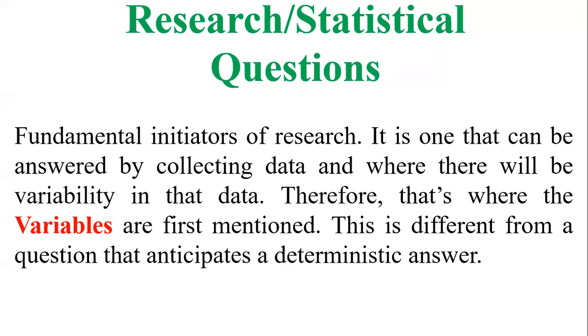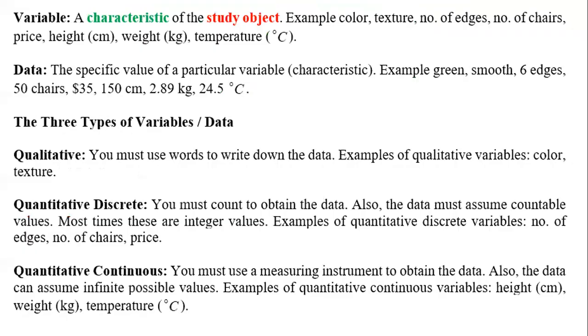A research question is different from a question that anticipates a deterministic answer. So, for example, the height of the table, and you take a measuring device and you measure the height of the table. This answer is deterministic. So that's not a research question. What is the height of the table? And therefore now the variable is first mentioned in the research question.